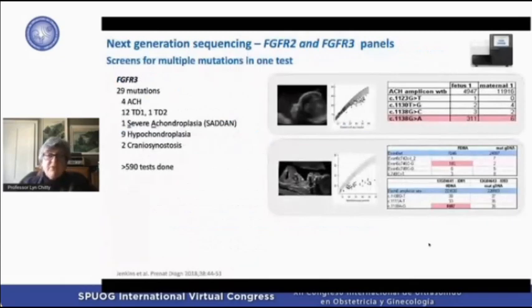So this is an example of the first test that we offered, and again this is thanks to sequencing approaches that we can now develop a panel to analyse the circulating cell-free DNA. So in this panel for the FGFR3 genes we have 29 mutations, which is all the achondroplasia mutations and all the thanatophoric dysplasia mutations and the hypochondroplasia ones. As you can see, we've done about 600 tests already.